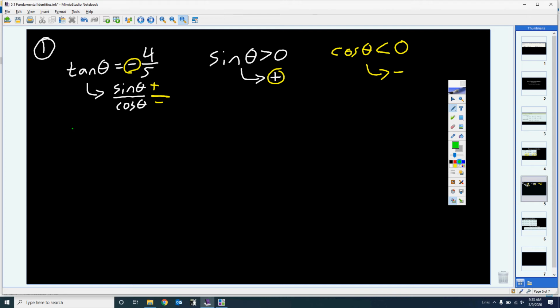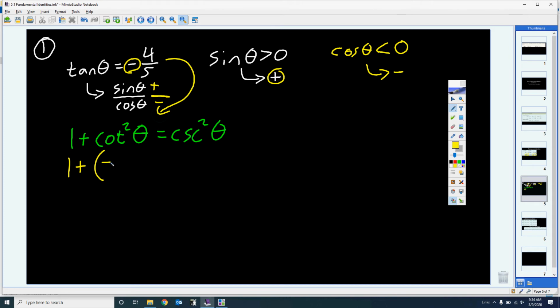So I'm going to say 1 plus cotangent squared equals cosecant squared theta. So this is the identity I'm going to use. I'm going to substitute what I know. I know that cotangent is the reciprocal of tangent. So this is going to be negative 5/4 squared.